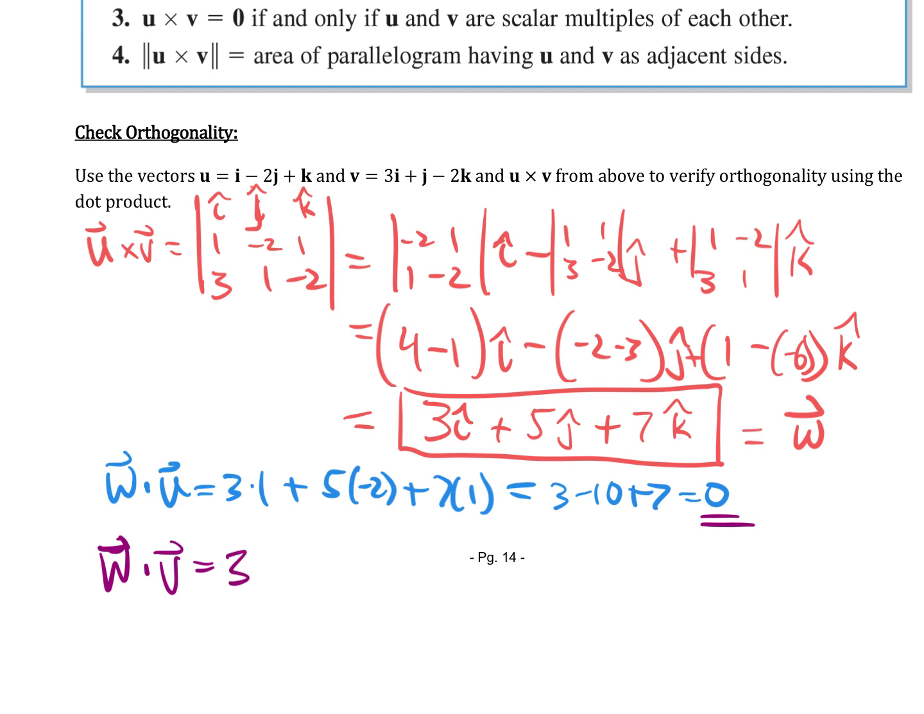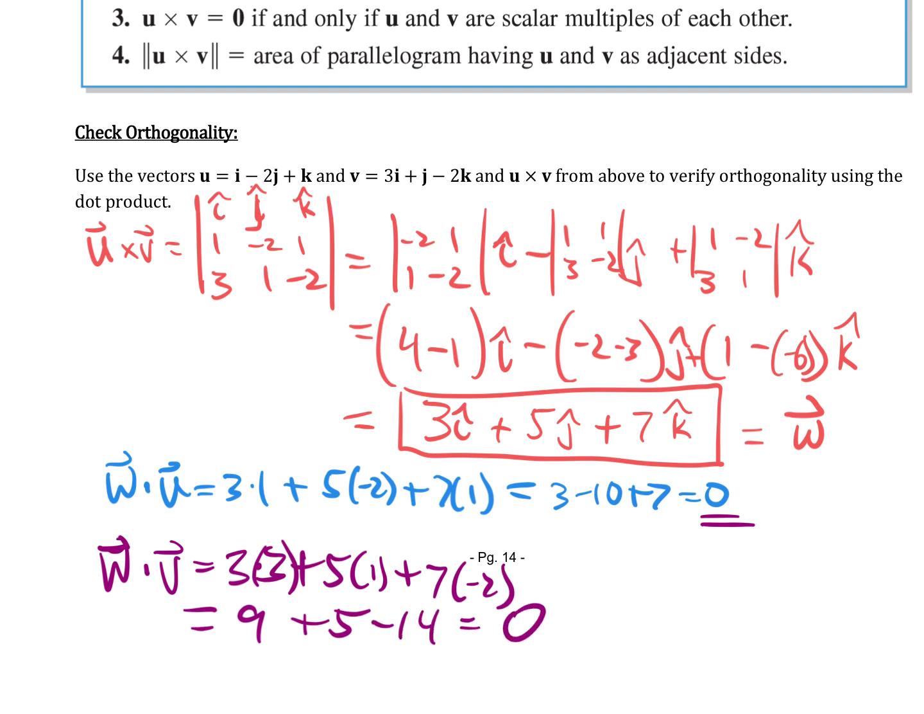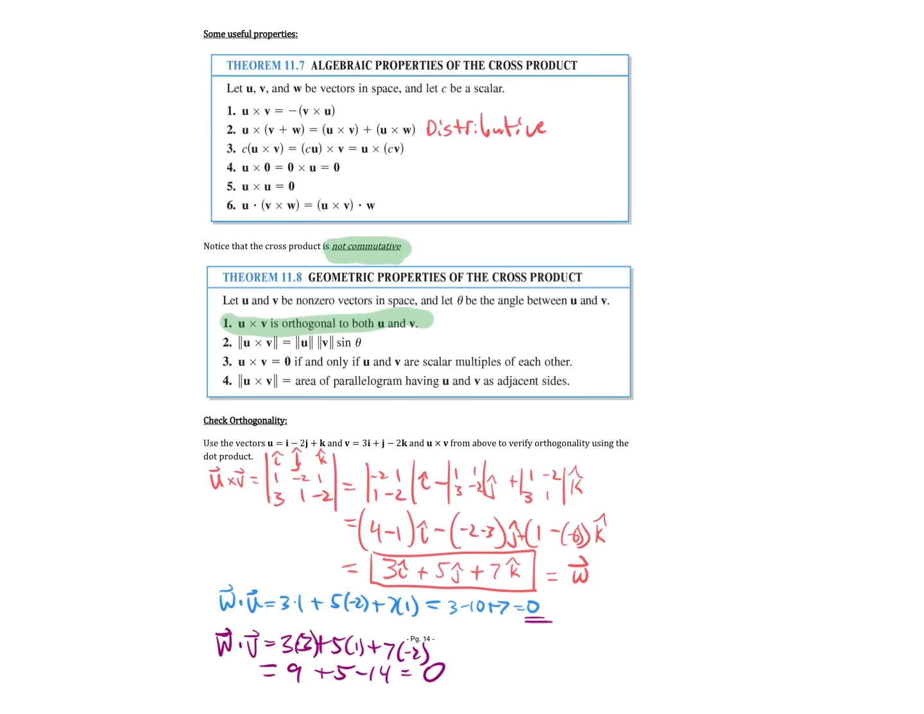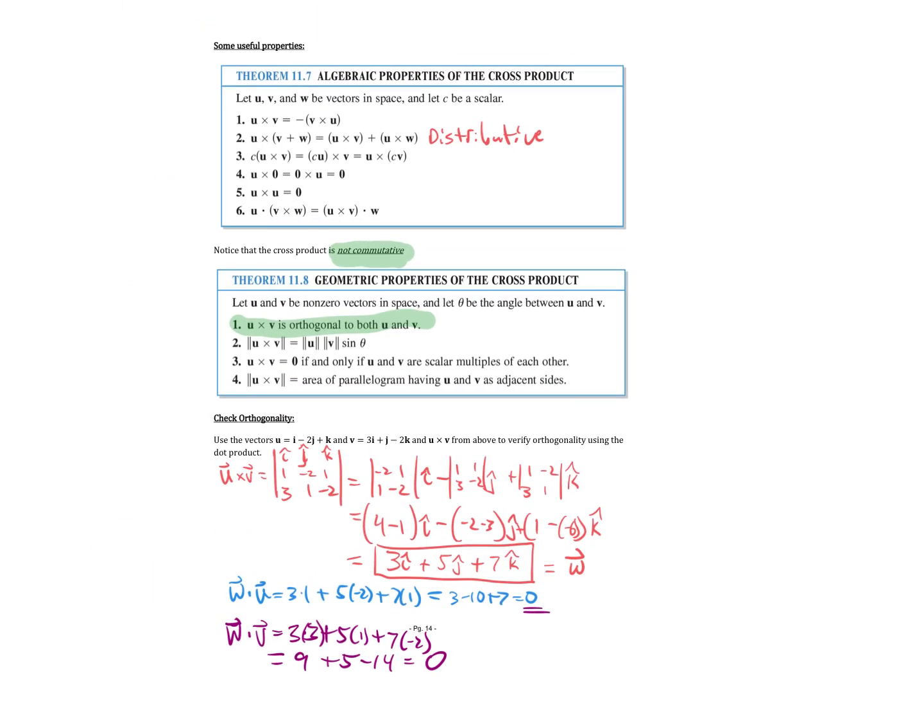W dot v would be 3 times, now we're using v here, so this 3 times that 3, plus 5 times 1, plus 7 times negative 2. And that equals 9 plus 5 minus 14, which is 0. So they're orthogonal also. So w is orthogonal to both of them. Well, there you have it. That's a cross product, and we'll leave it at that. And it's not going to be on the AP test, but good to have some exposure to.